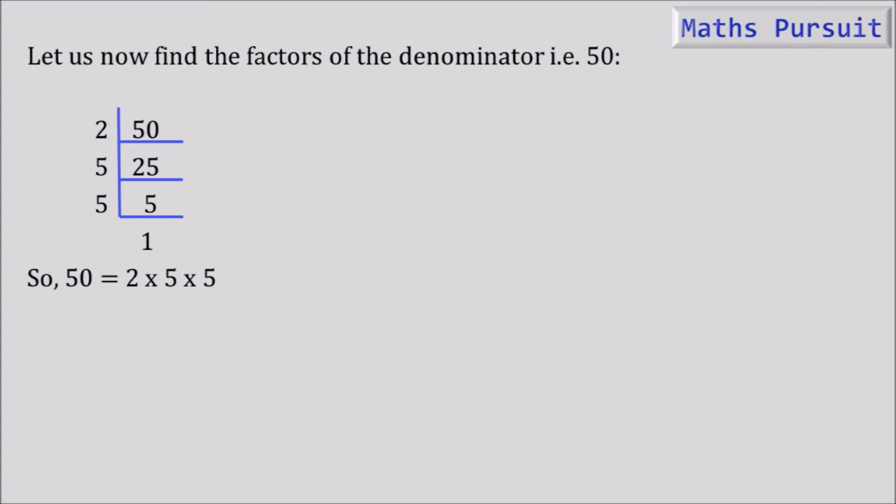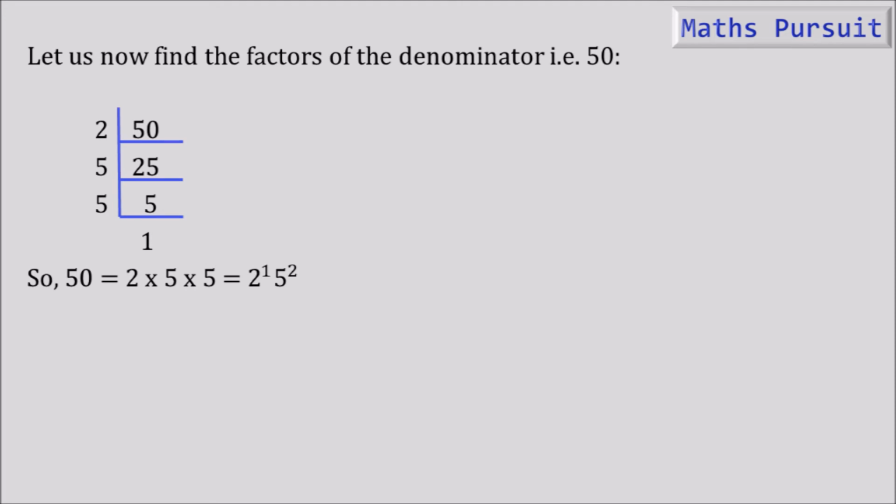Now let us find the factors of the denominator 50. Here the denominator is 50, so let's find out the factors. 50 is divisible by the least prime number, that is 2. Dividing 50 by 2, we get 25. Now 25 is divisible by the least prime number 5. Dividing 25 by 5, we get 5. Now 5 is divisible by itself, 5, so we get 1. Here our factorization stops, and we can write 50 is equal to 2 into 5 into 5, or I can say 50 is equal to 2 to the power 1 into 5 to the power 2.